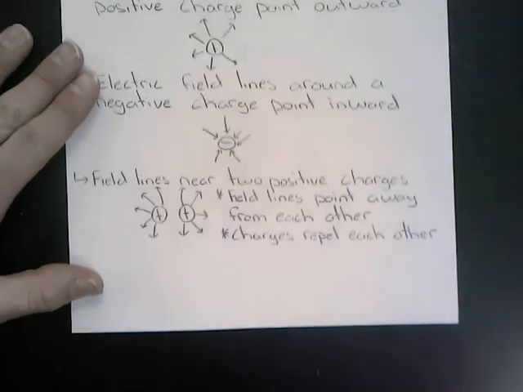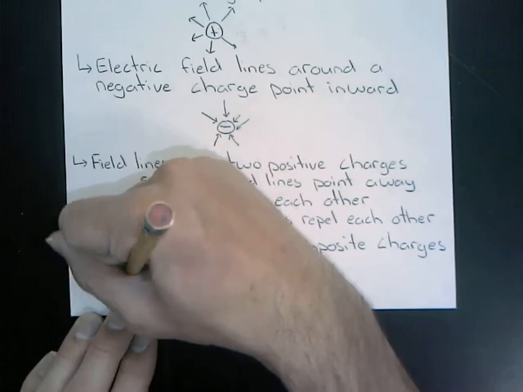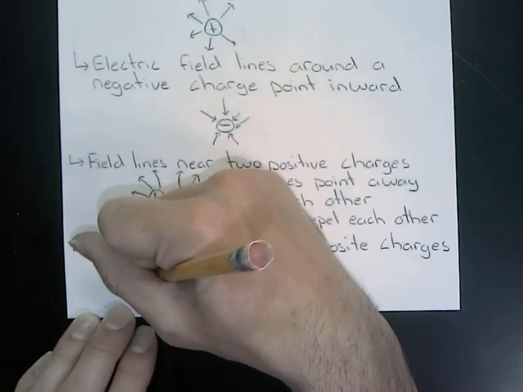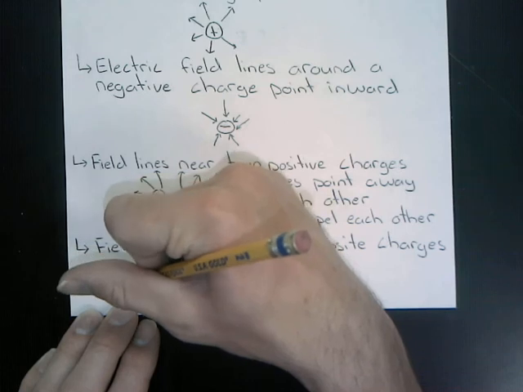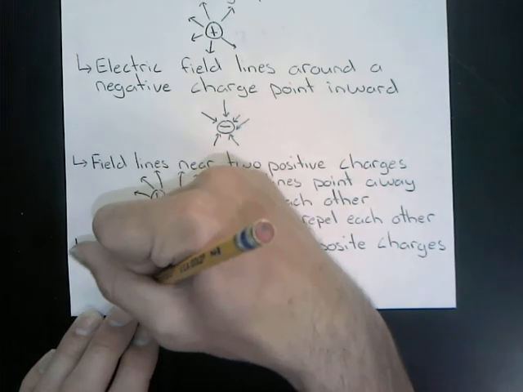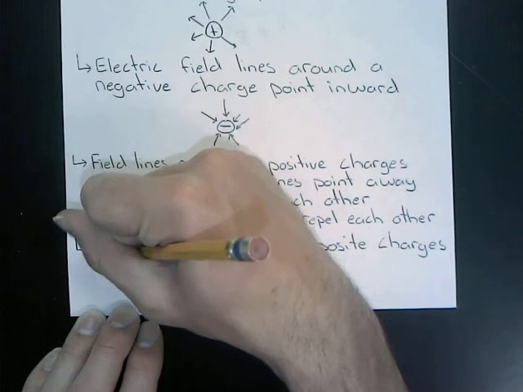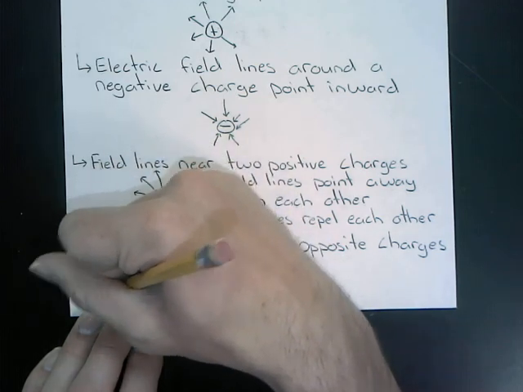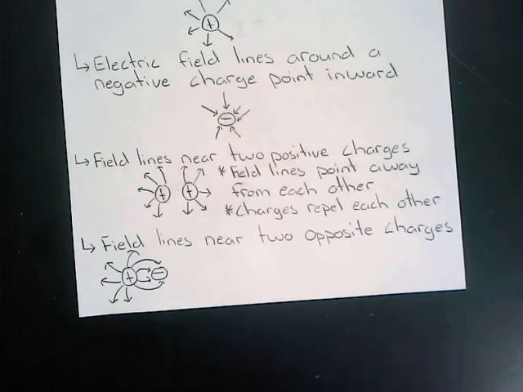Now, let's reverse course and talk about field lines near two opposite charges. Let's say we have our positive charge on our left and our negative charge on our right. Remember, the field lines are going to show the travel of the positive charge. So what would be happening here is that these positive charge field lines would be pointed towards the negatively charged piece. The field lines of the positive particle are still going to be pointing outward. The difference here is that we now have this attraction via the field lines that we can actually see and represent.